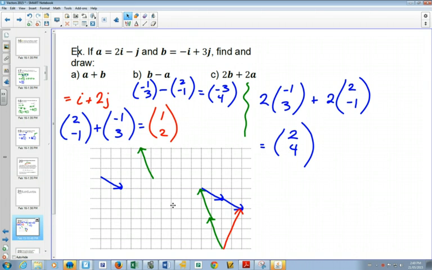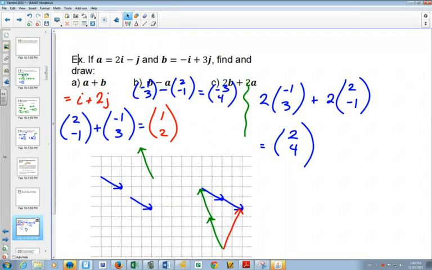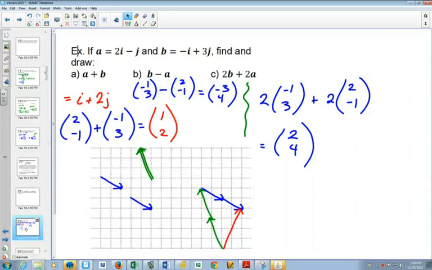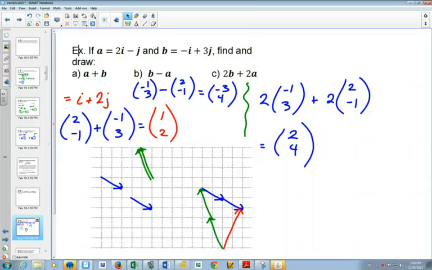Okay. If I start with A and add, whoa, that was bad. Where is this? Let's get it back to start. If I add B to that, is that the same as starting with B and adding A? Are these vectors the same length and same direction? Yes.